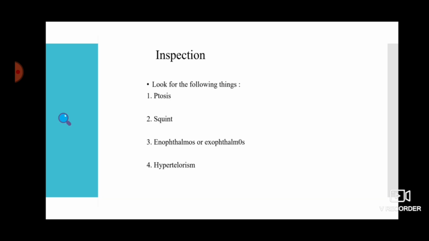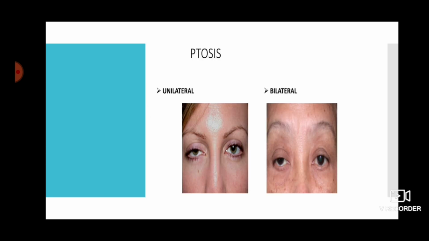Inspection. Look for the following signs whenever we are doing the examination for these three nerves. These three nerves are always examined together, which is the third, fourth and the sixth cranial nerve. So first thing, we need to look for ptosis. Then we have squint. Then we have hypothalamosis. Then we have hypertelorism. These are the four things. Let's quickly see how it looks.